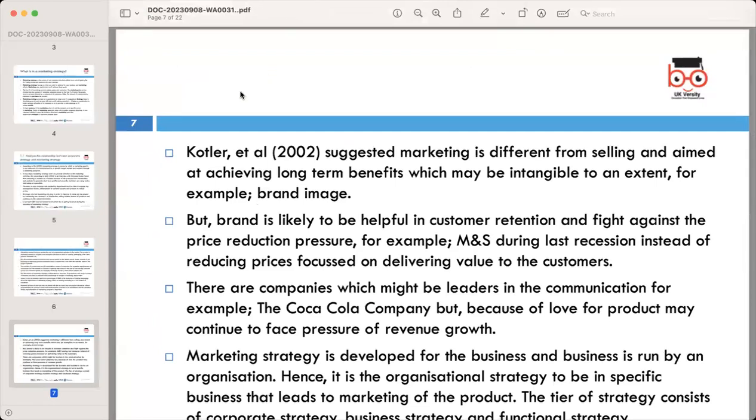Kotler, a very famous writer, and if you are a marketing student, I hope everyone knows about Kotler, emphasized that marketing differs from selling and aims at achieving long-term benefits, including intangible ones like brand image. Brand can help in customer retention and resist price reduction pressure. Companies known for their communication, like the Coca-Cola company, may still face revenue growth pressure due to an excessive focus on the product.